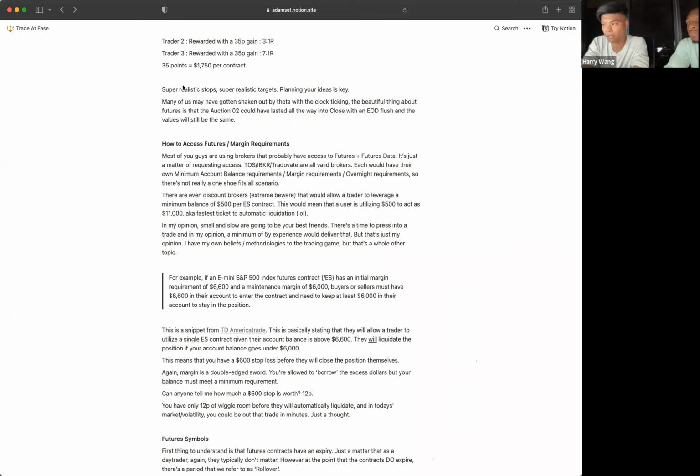Margin, again, is a double-edged sword. You're allowed to borrow the excess dollars, but your balance must meet a minimum requirement. So just for a quick quiz, can anybody tell me how much a $600 stop is? Spoiler, it's right there: 12 points. What that means is on a single contract with a balance of 6,600, you only have 12 points of wiggle room before they automatically liquidate. And in today's market volatility, you could be out of that trade in minutes, but that's just a thought.